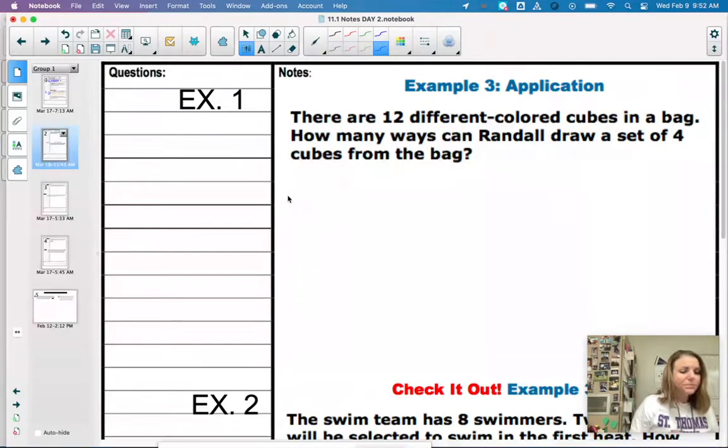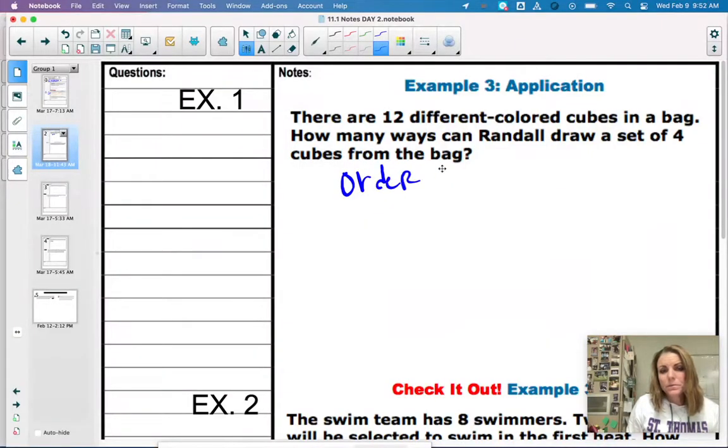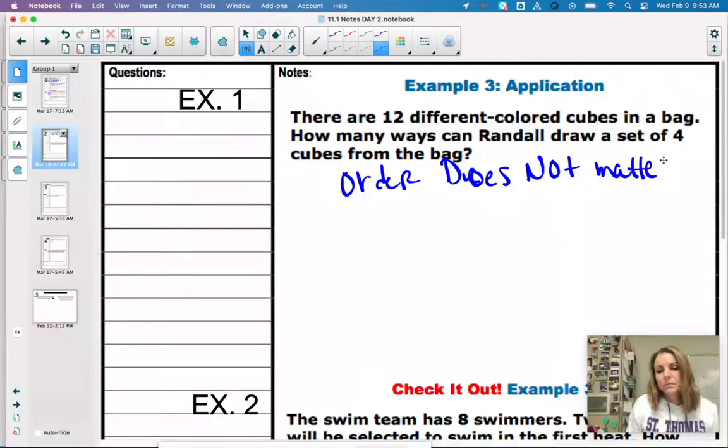Example 1. There are 12 different colored cubes in a bag. How many ways can Randall draw a set of 4 cubes from the bag? So in this example, order does not matter. It's the way it's worded. He's just drawing a set of 4 cubes from the bag.